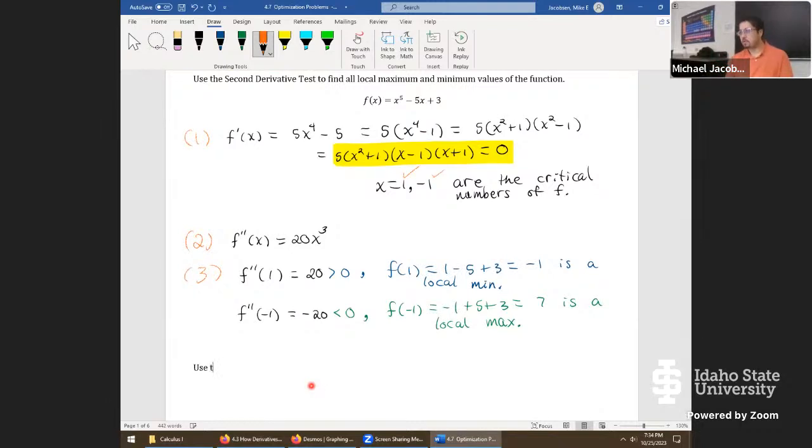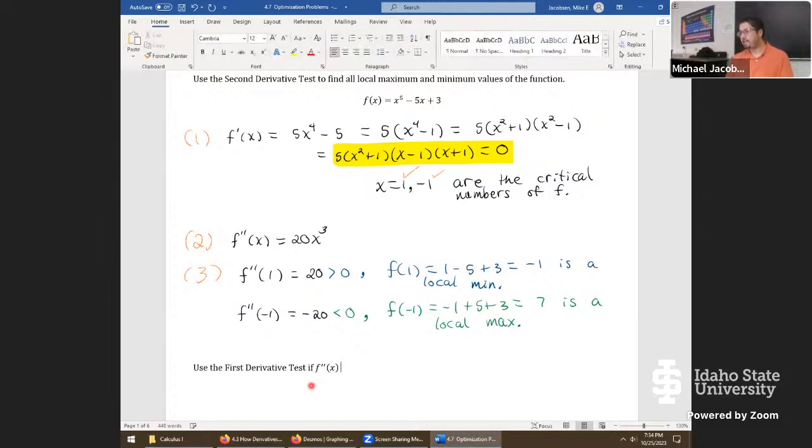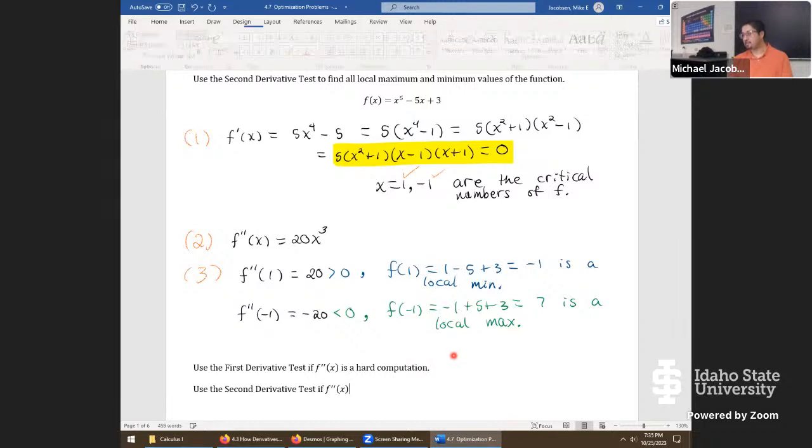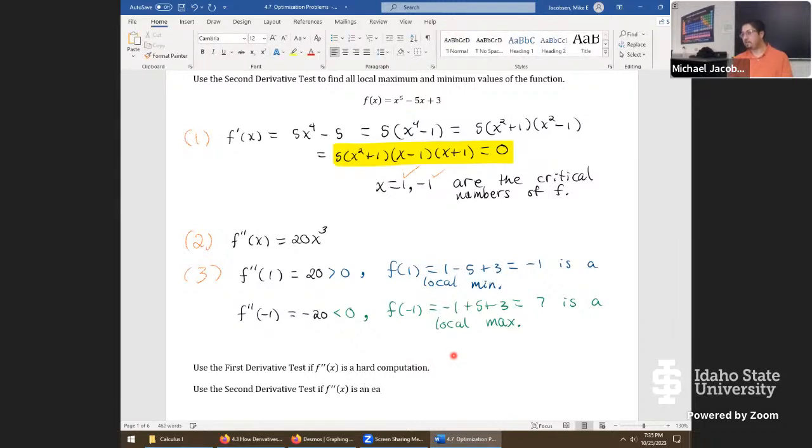Let's say here, use the first derivative test if f double prime at x is a hard computation. If it looks like there's a ton of steps involved in there, first derivative test is automatically going to be the better choice. Then we can say, use the second derivative test if f double prime of x is an easy computation.